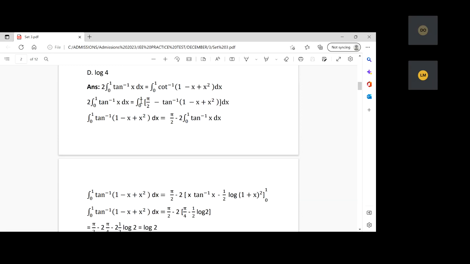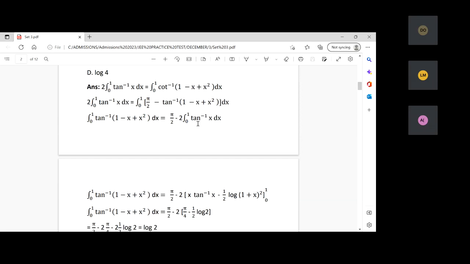You can write this as the integral of 0 to 1 of pi by 2 minus tan inverse of 1 minus x plus x square. So now, how will you rearrange this? You can move this pi by 2 to this side. So how will the expansion look? Here it will be the integral of 0 to 1 tan inverse of 1 minus x plus x square dx equal to pi by 2 minus 2 into the integral of 0 to 1 tan inverse x dx. It's the simple integration part, which you know.